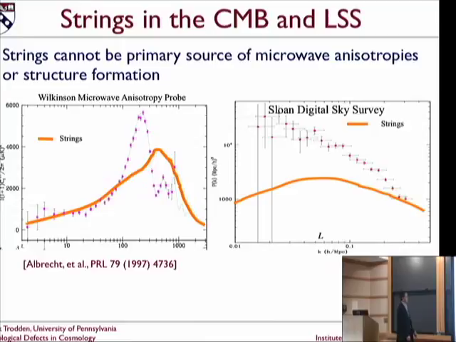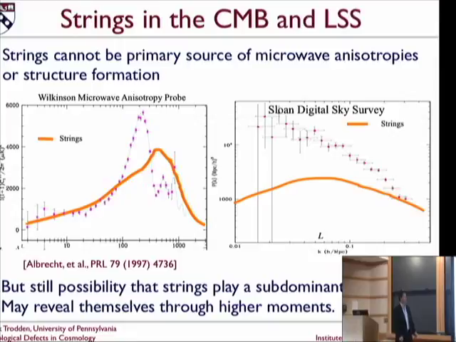Nevertheless, it's certainly still possible that strings play a subdominant role. After all, you saw in my last slide that if I just drop the energy density slightly, their effect on the microwave background is very much smaller. So it doesn't tell you strings aren't there. It tells you they're not the source of these fluctuations. Still, this is a good way of looking for strings. It just means they can't be the major source of fluctuations in the microwave background or the power spectrum of matter.